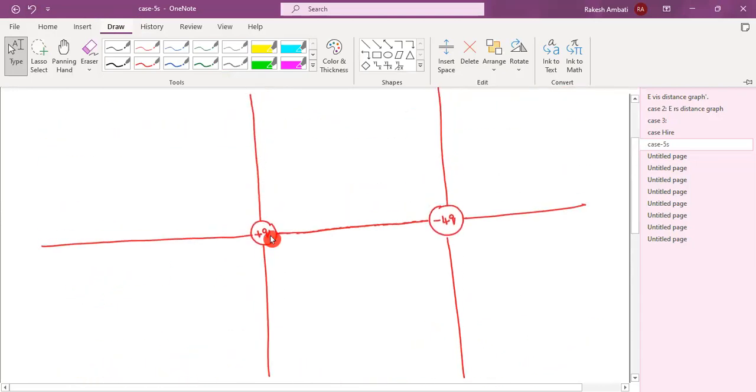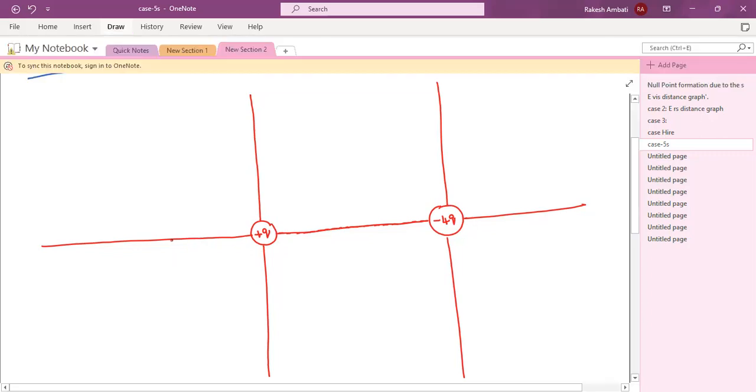Okay, so both are unlike charges. The null point will be formed outside, but I told you already, the null point is always formed near the smaller magnitude charge. So here it is the smaller magnitude charge, so the null point will be formed near it. At the null point, the resultant electric field intensity becomes 0. Okay, now see the graph.